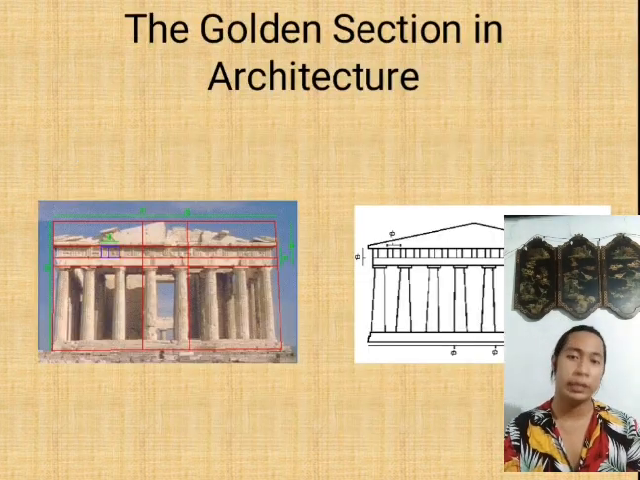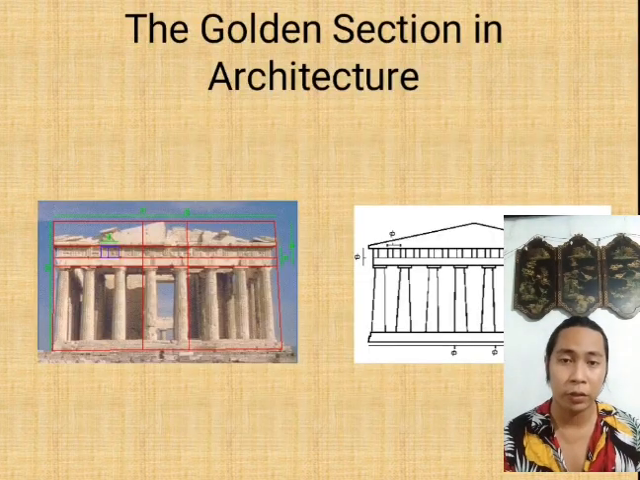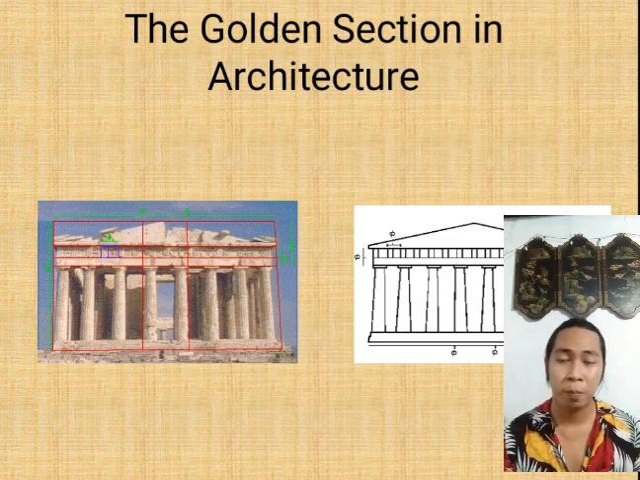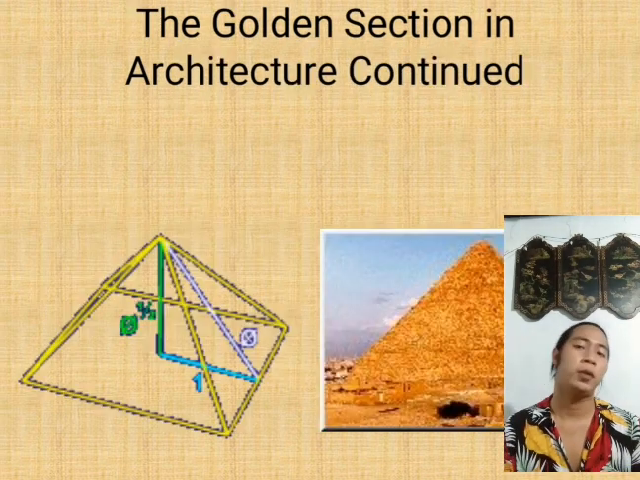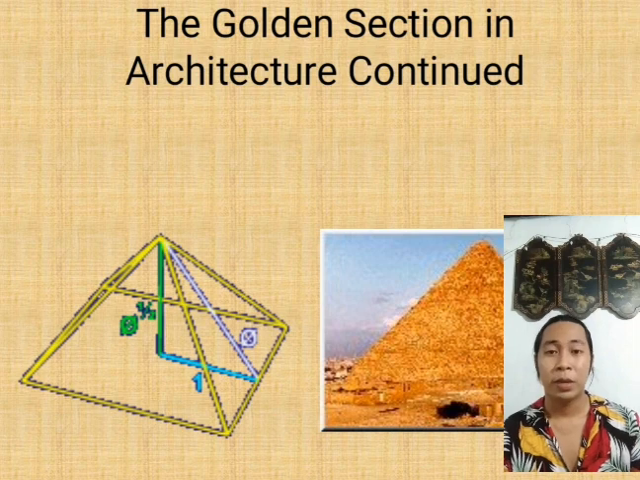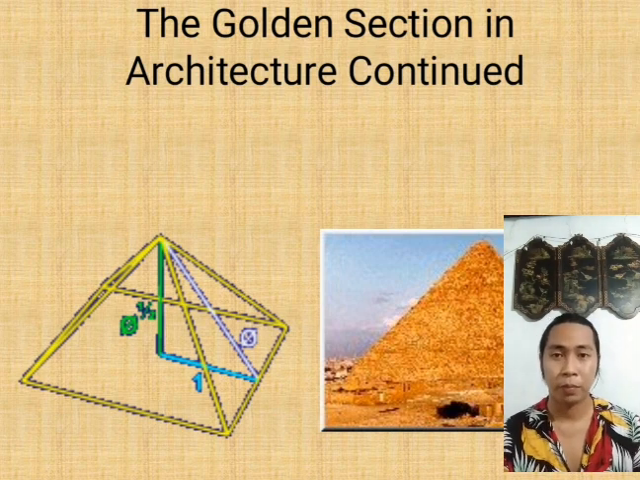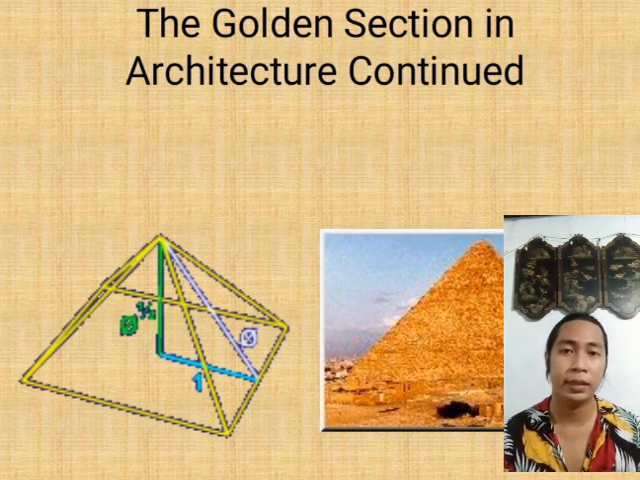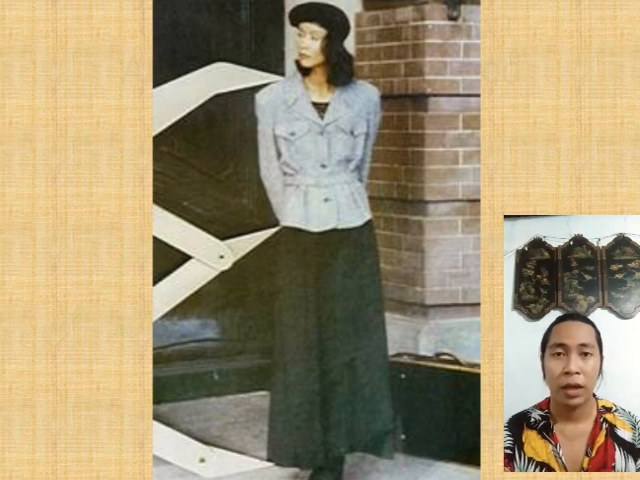For example, the Parthenon, because of its balanced proportion. And an example is the pyramid in Egypt. And last is us. We have a perfect proportion.